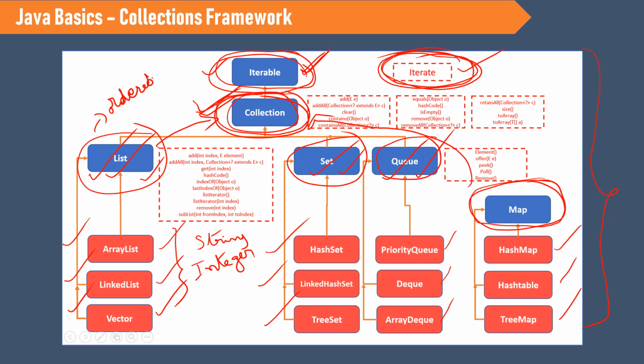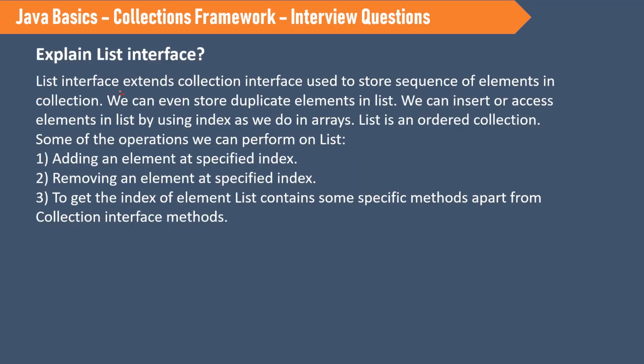So this is an ordered collection, and moreover a list accepts duplicate elements. That means we can have duplicate elements in a list. So the List interface extends the Collection interface and is used to store a sequence of elements in a collection. We can even store duplicate elements in a list. We can insert or access elements in a list by using an index. A list is an ordered collection. That means it maintains the order in which we insert the elements into the list.